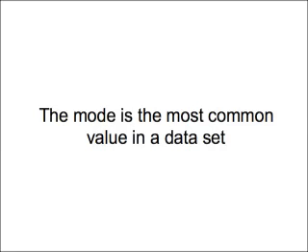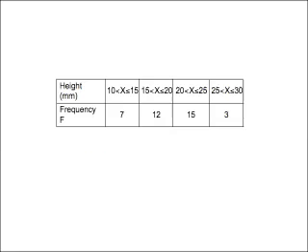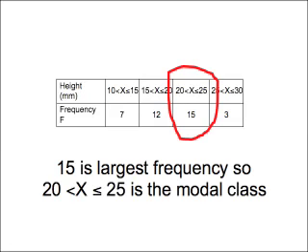The mode. The mode's kind of one of the simplest averages. You're basically looking for the most common value in a data set, the one with the highest frequency. So here's our cress seedling data. The one with the highest frequency is the 15, so we can say that the 20 < height ≤ 25 millimeters is the modal class. You can't actually say any more than that, you can just say that is the modal class.